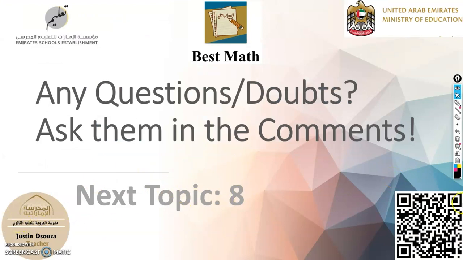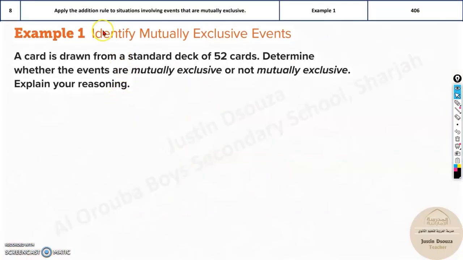The eighth topic is again on probability, but this is a very simple probability problem, identifying mutually exclusive or not mutually exclusive events. Now, what this means, it's very simple. Let's look into this problem because this is one of the best examples. Here, a card is drawn from a standard deck of 52 cards.